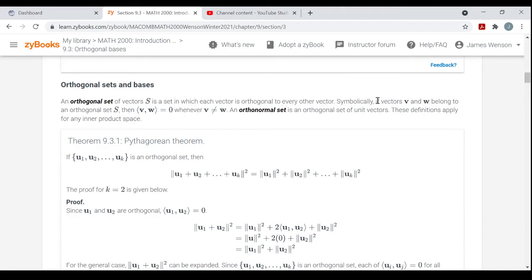So symbolically, if vectors v and w belong to an orthogonal set called S, then their inner product will be 0. That's what it means for vectors to be orthogonal. And this is whenever v is not w, whenever they're not the same vector. So this can be a bit tedious: if you're asked, is this set of vectors orthogonal, you have to look at every pair of vectors and see if every pair of vectors is orthogonal. And if that's the case, then it's an orthogonal set.